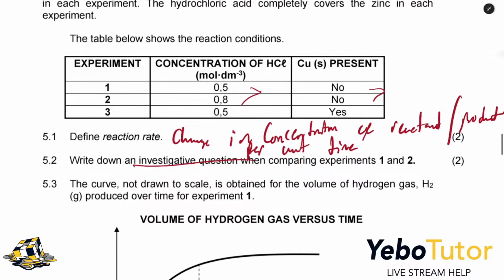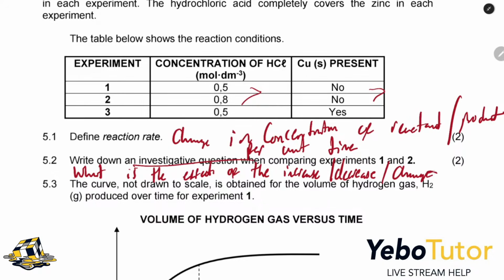So we can now say that the investigative question can be: what is the effect of the increase or decrease, or the effect of the change of concentration, okay, on the reaction rate? As you can see, there is a difference here in terms of the concentration, whereas both don't have Cu present. So let's say that can be our investigative question.